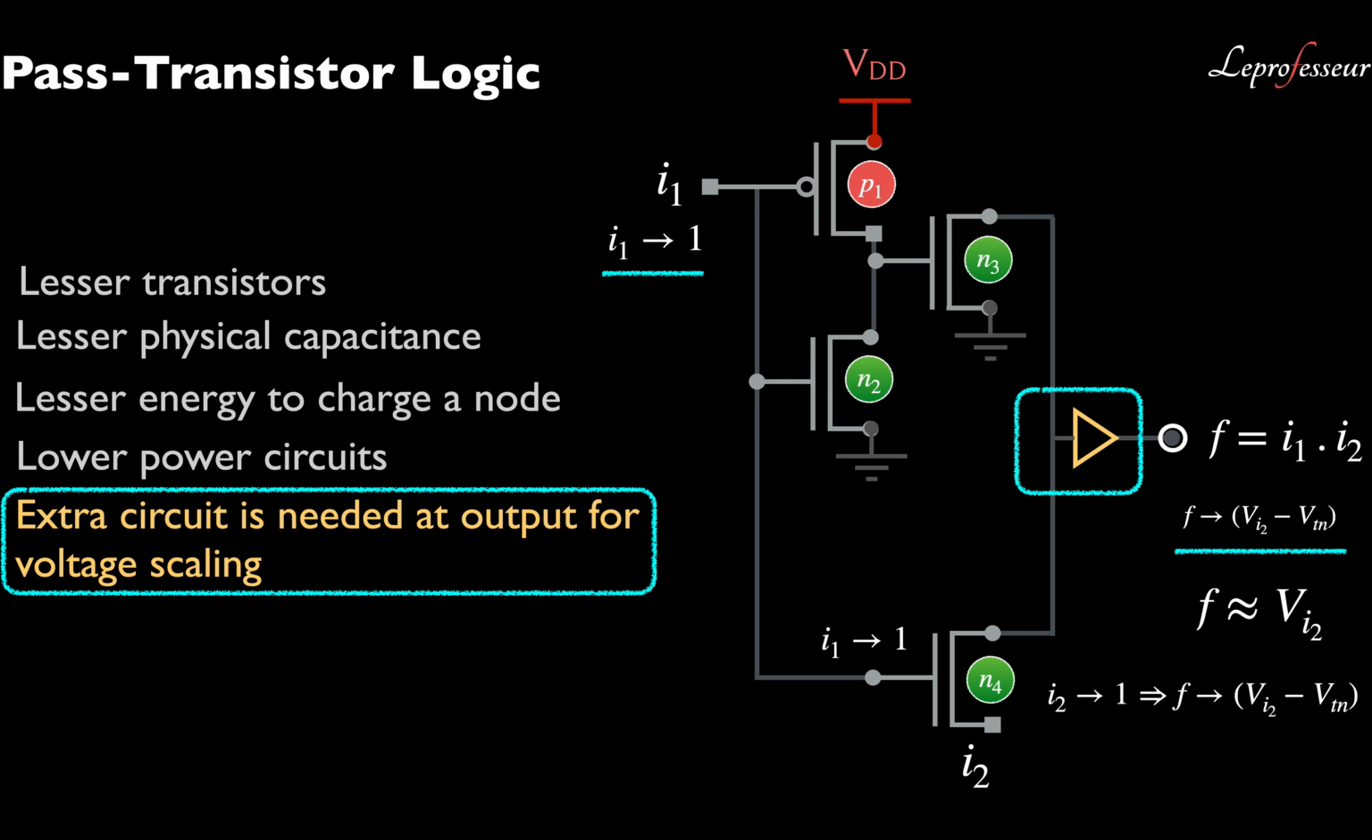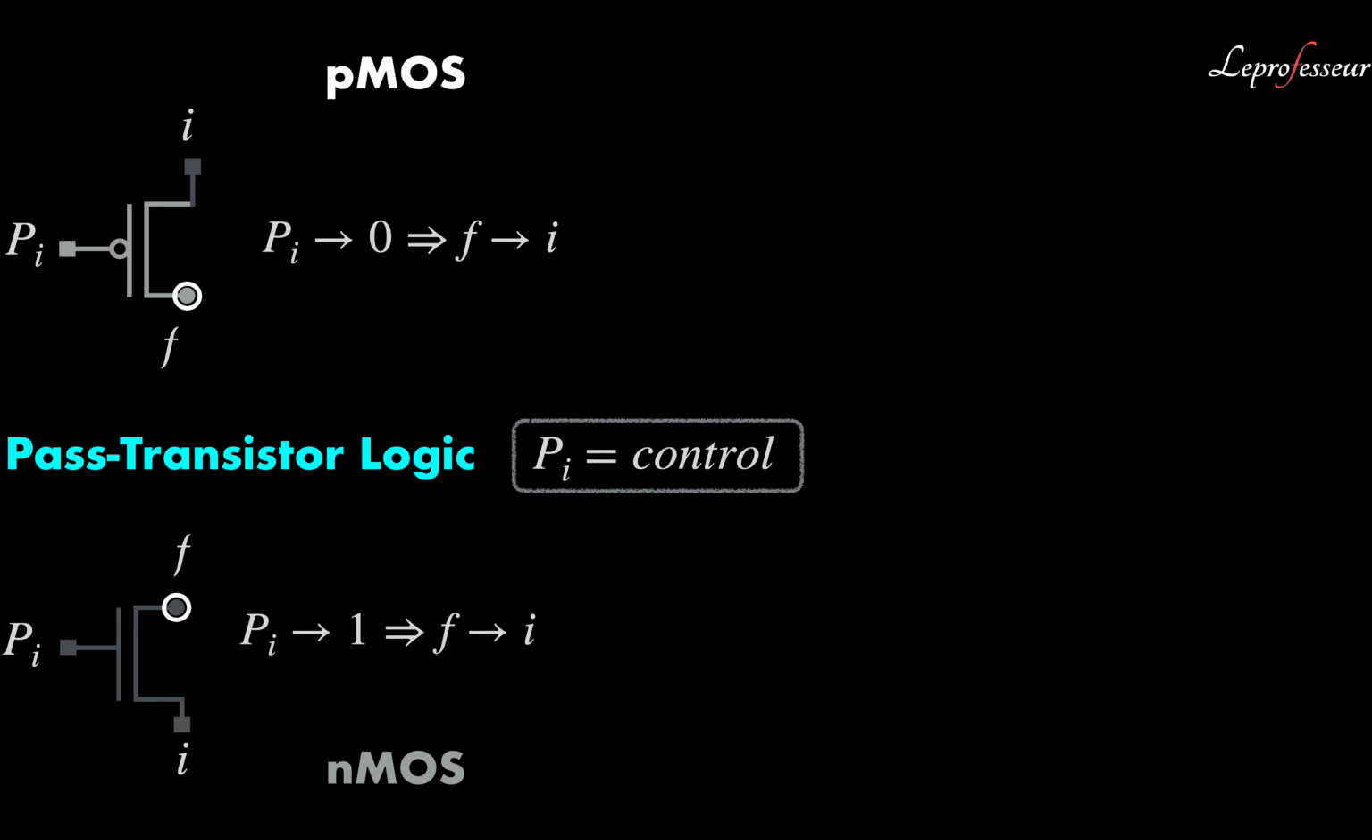Now, what is the alternative? What is the alternative so that we don't need an extra circuit at the output? If we think about it, what alternative can we have? We come up with some kind of logic structure. Before going to that logic structure, let's review it.